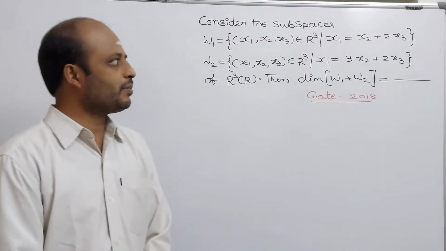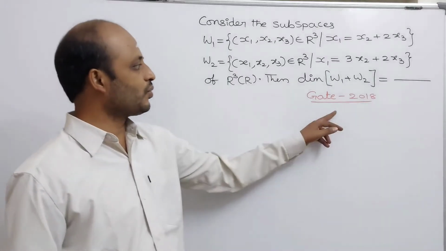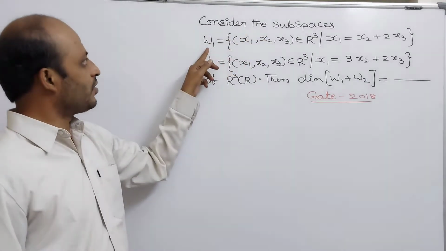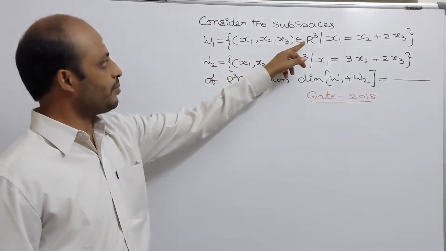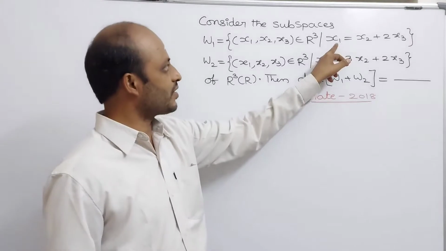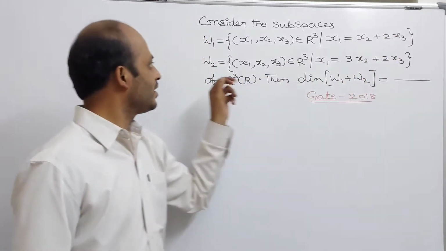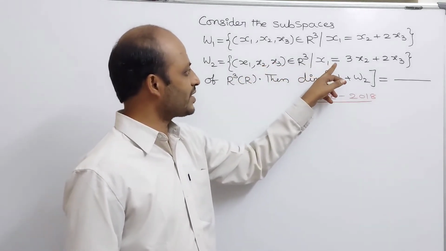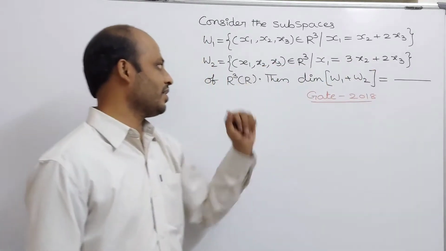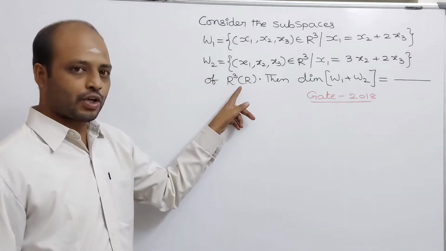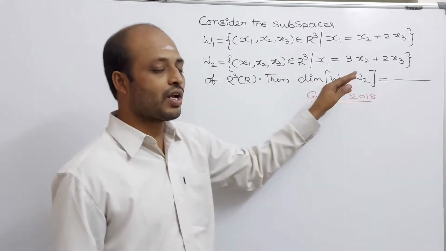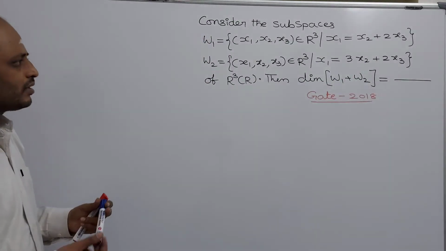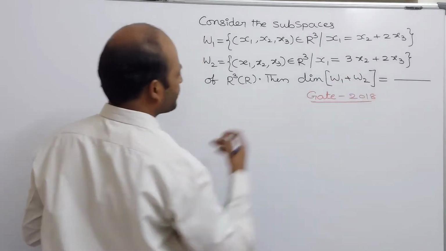Let us solve a problem from linear algebra from GATE 2018. Consider the subspaces W1 = {(x1, x2, x3) belongs to R cube such that x1 = x2 + 2x3}. W2 = {(x1, x2, x3) belongs to R cube such that x1 = 3x2 + 2x3}, which are subspaces of R cube over R. You have to find the dimension of W1 plus W2.